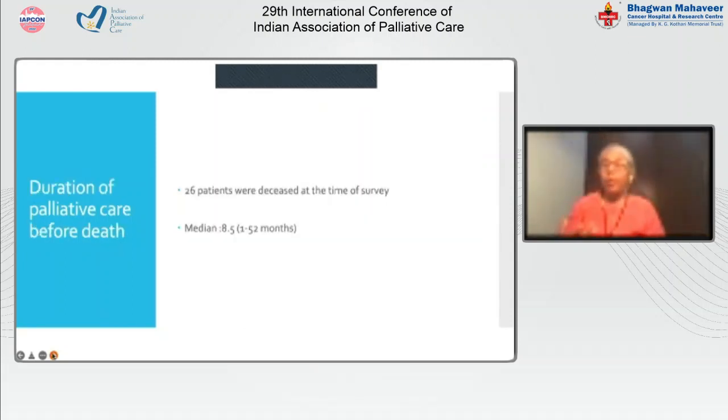The other important thing that came out of this was that, out of our 32 respondent patients, 26 patients were dead at the time of the survey. We actually integrated palliative care with the curative treatment almost 8.5 months before death. This gave us a good time to achieve a rapport with the patient. The patient and the family had a lot of time to analyze and process the information. So we did have time to go back and forth about how to help these patients and achieve a good quality of life till death.